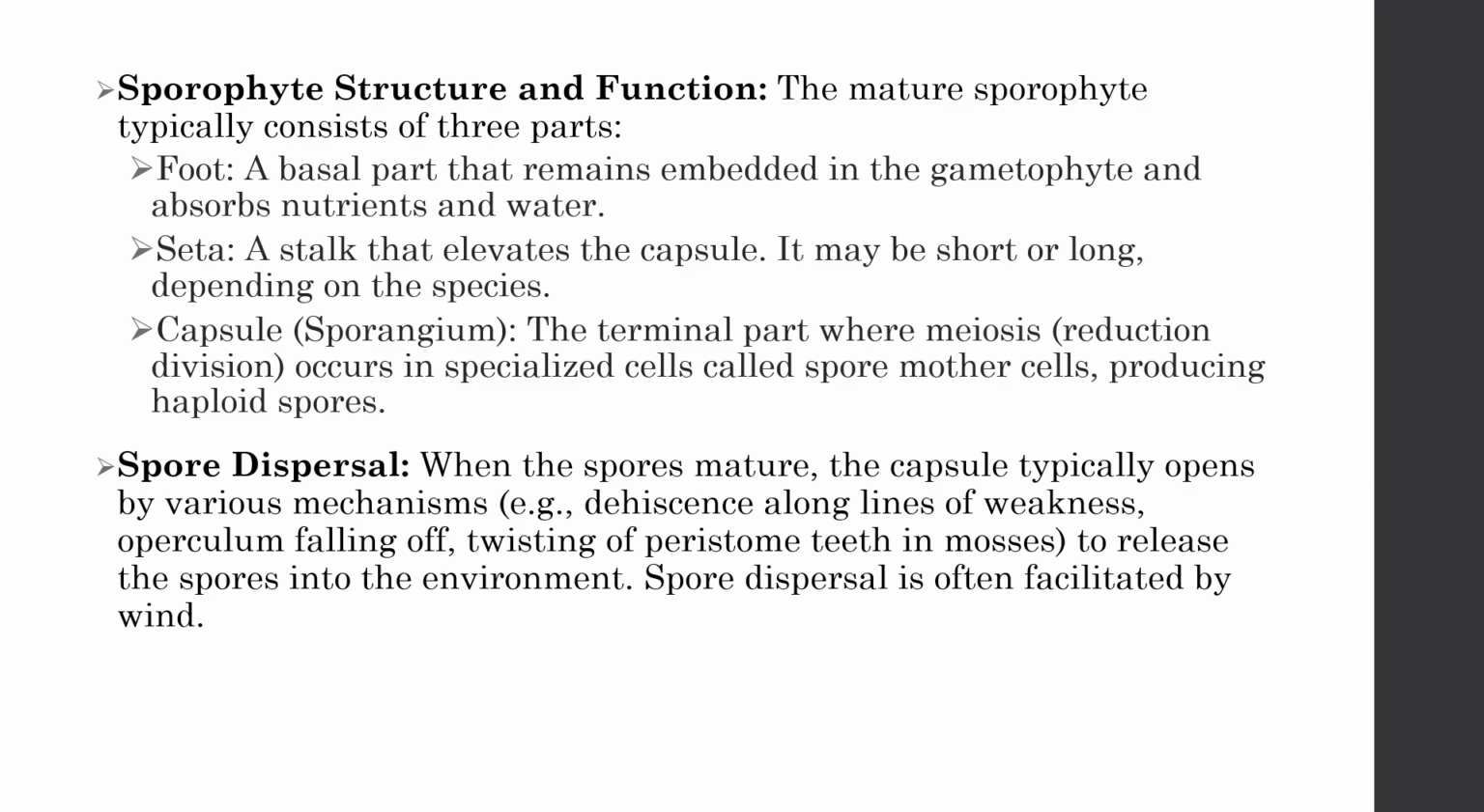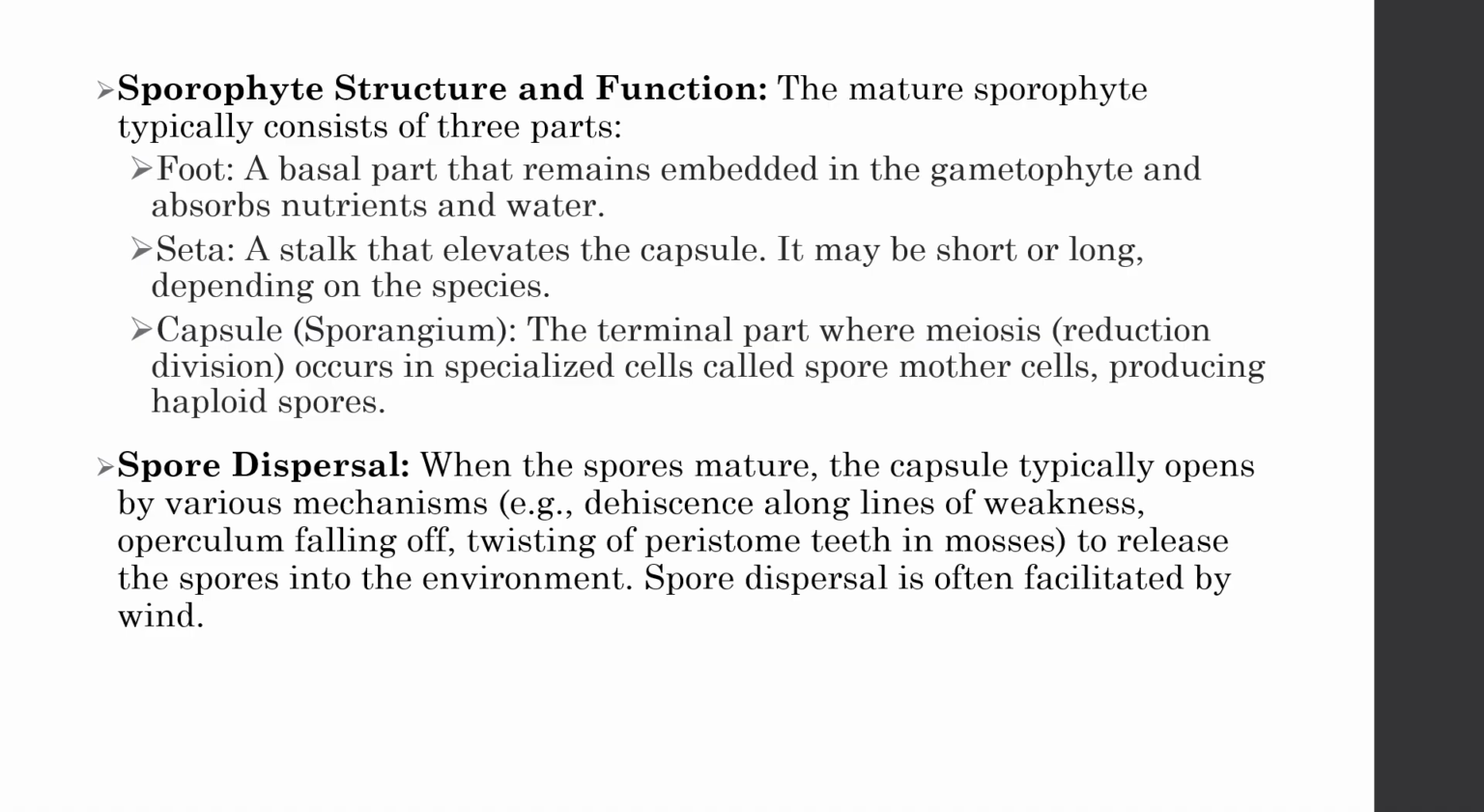Next is the seta, a stalk that elevates the capsule. It may be short or long depending on the species. Next is the capsule, that is the sporangium, the terminal part, where after meiosis division in specialized cells called spore mother cells, these produce and hold haploid spores. So now we have got an idea about how these plants develop themselves to get into the next generation.